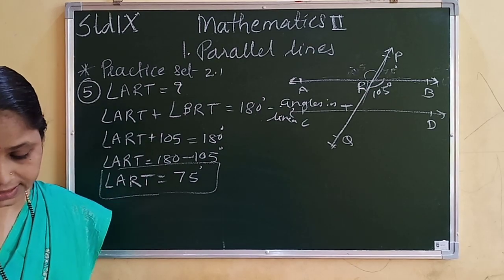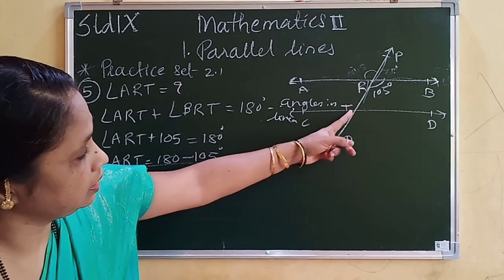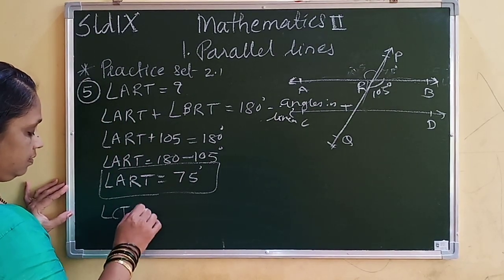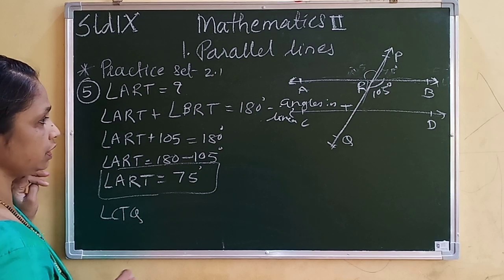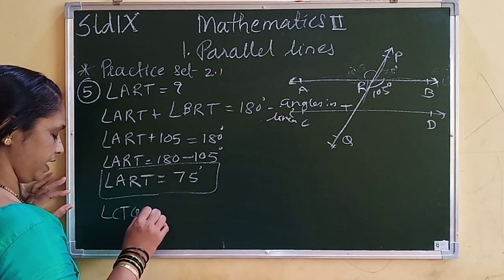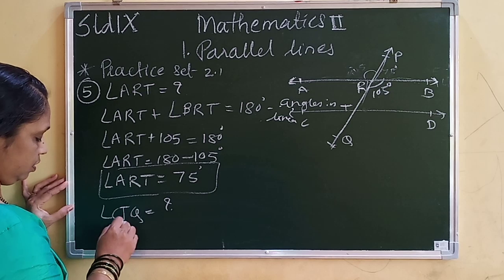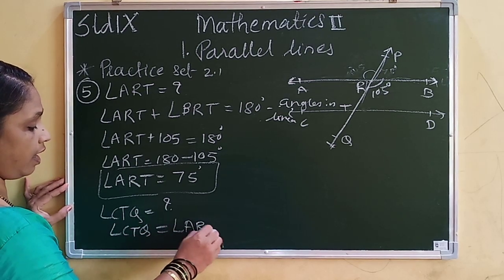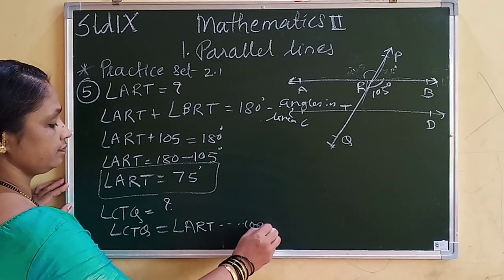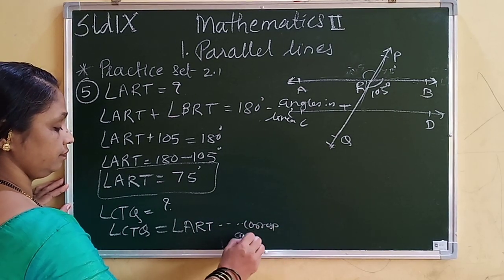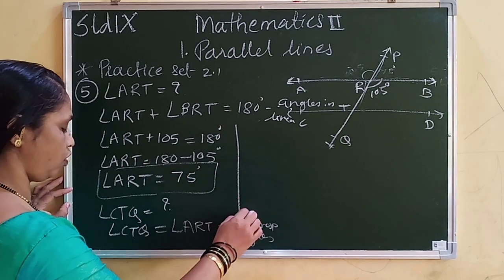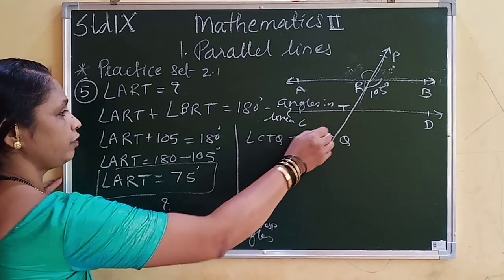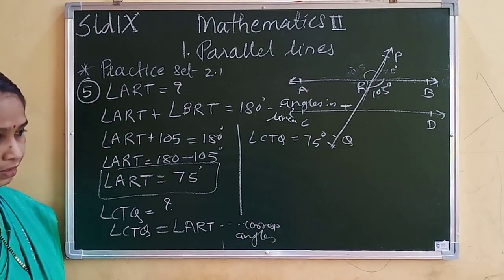Second, they are asking for CTQ. Angle CTQ is equal to question mark. Angle CTQ is equal to angle ART, corresponding angles. Corresponding angles are congruent. So angle CTQ is equal to 75 degrees.